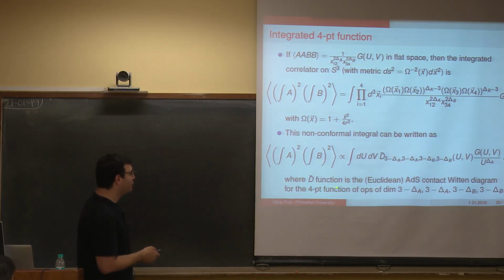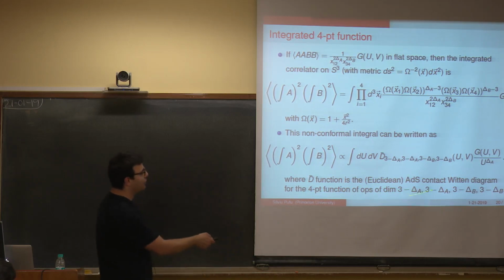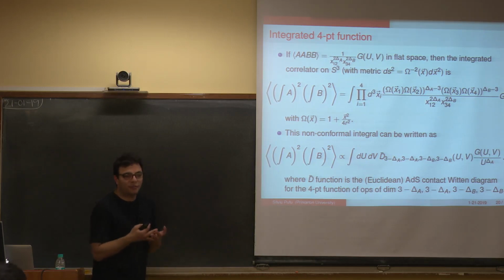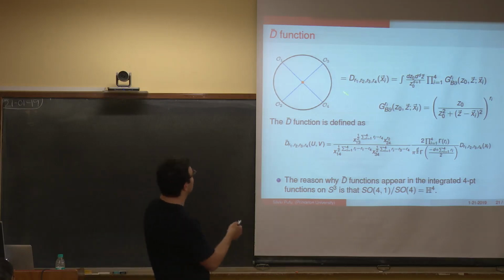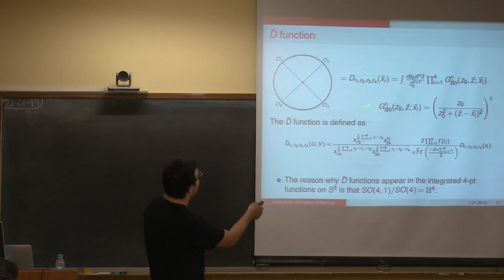It's actually a contact Witten diagram for a 4-point function of operators of dimensions 3 minus delta A and 3 minus delta B. It's not obvious why Witten diagrams appear here, because this is just a purely CFT calculation. I'm just studying the integrated CFT 4-point function. So this d bar function that appears here: the contact Witten diagram is given in terms of some d function, and the d function, up to some overall coefficient, is related to the d bar function.